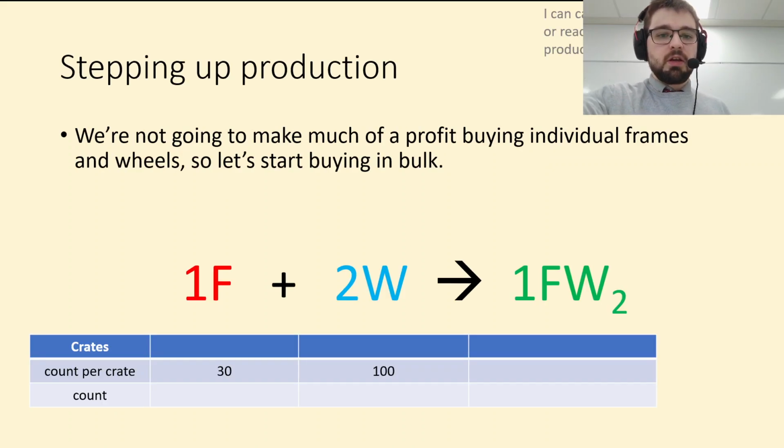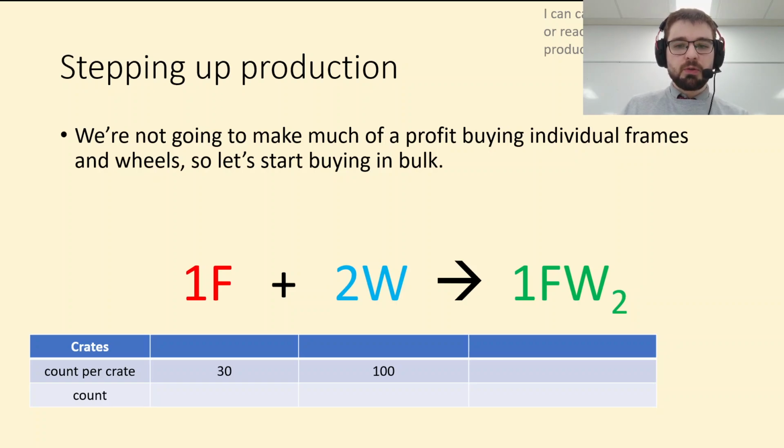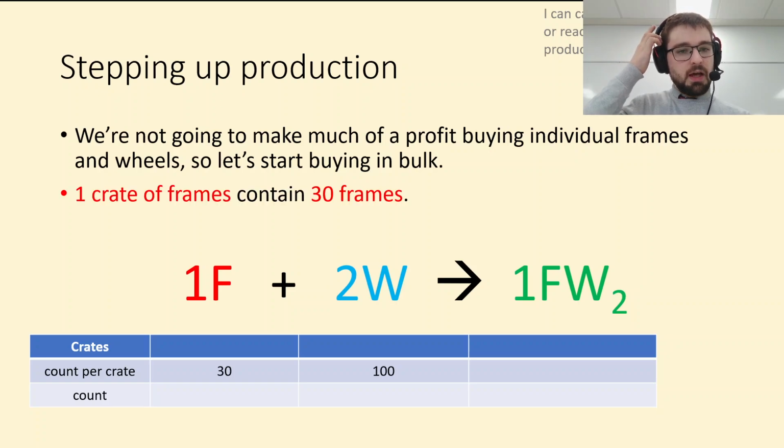So, obviously we can calculate how much when we've got a small amount of our frames or our wheels there, but what happens once we want to actually start making a bunch of bikes? So rather than buying an individual frame or an individual wheel from a factory, we're going to buy some crates. So we've got our same equation, but we're going to buy some crates so that we can get a bunch at the same time.